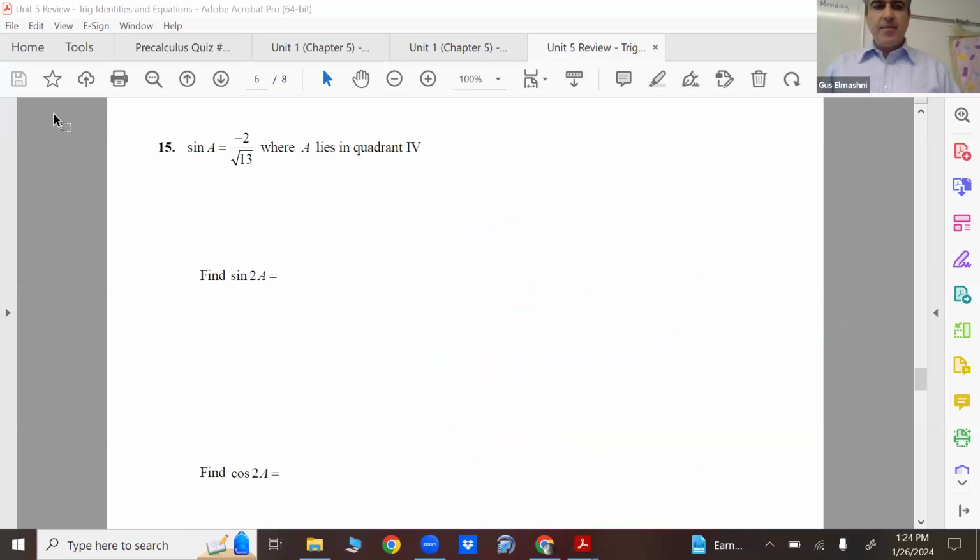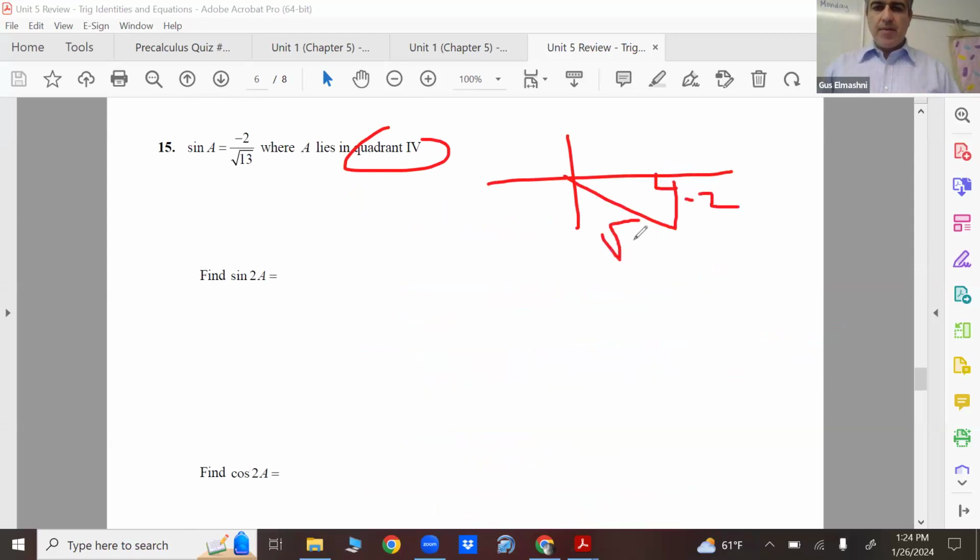So if I do 15, you're in Q4. That's -2 in root 13. What's going to be the horizontal leg then? What do you guys think? 3? Because you have 13 minus 4, right? 13 minus 4, so that should be 3. And it's positive because it's going to the right.